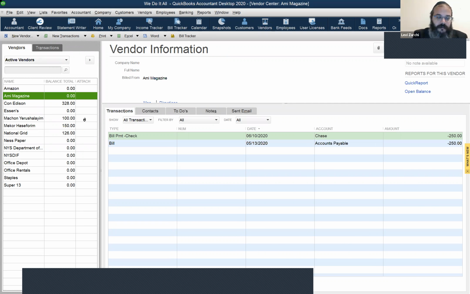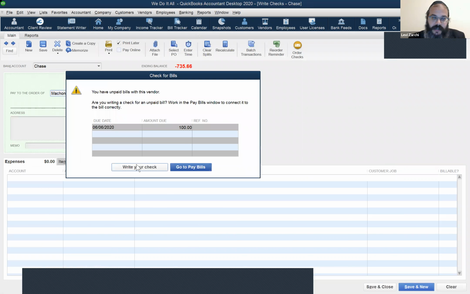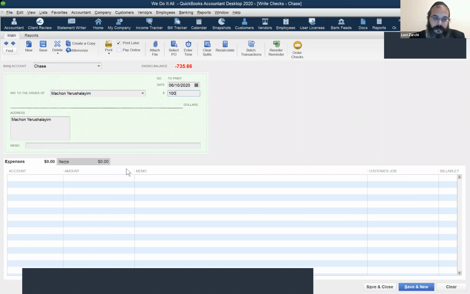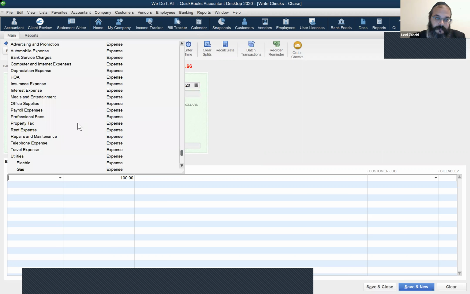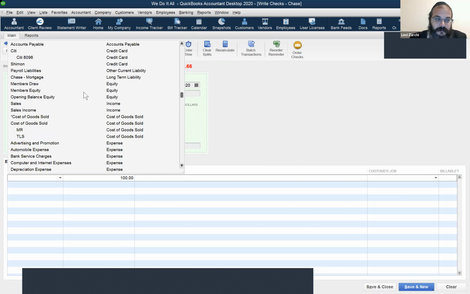Take Machan Yerushalayim, I'm Control W, I'm writing a check for $100. Machan Yerushalayim, $100. And I say, no, I'm writing my check anyway, right? What's going to happen? I'm going to write $100, and the account is probably for, let's just say it's for, what it really is, it's purchases, that's what it is. Let's look at the account. Cost of goods sold. Again, cost of goods sold is as you sell it, it goes out, right?